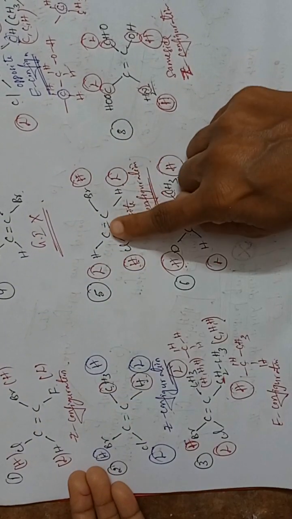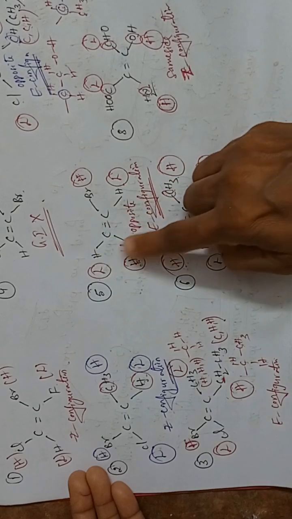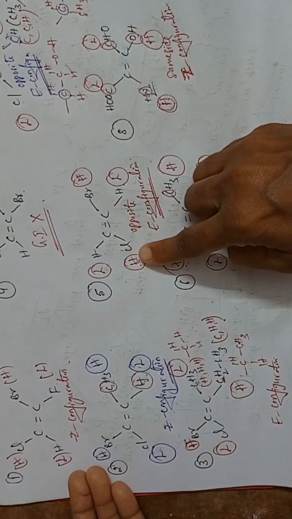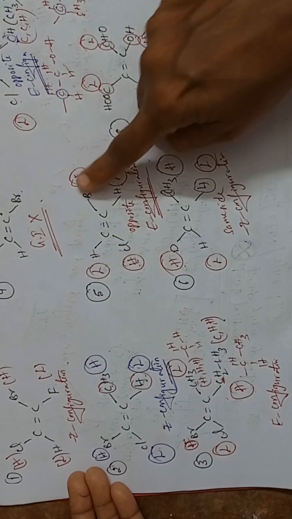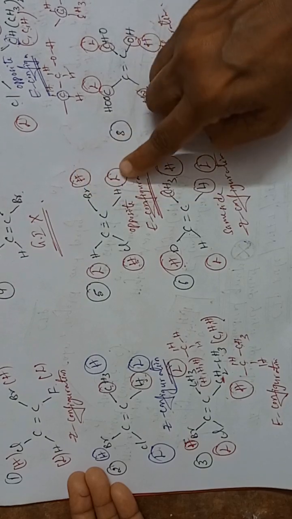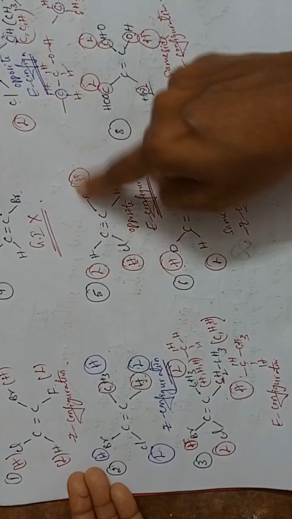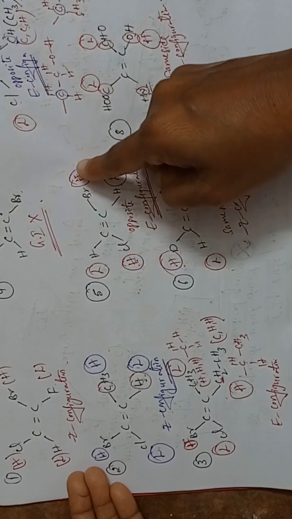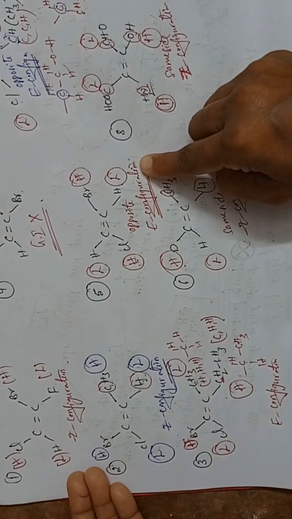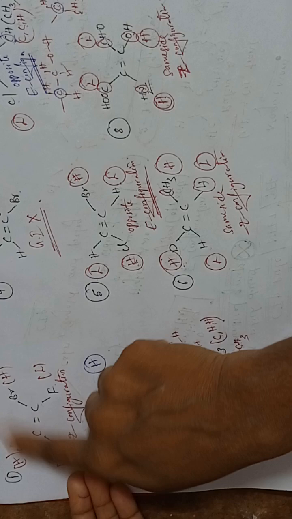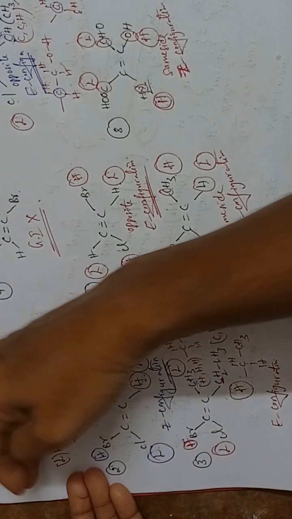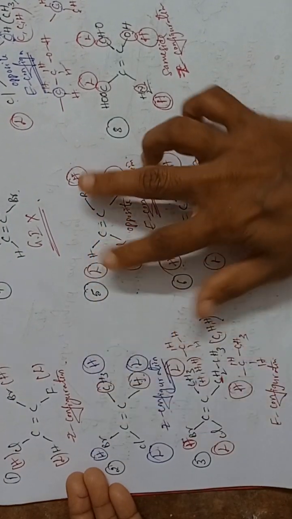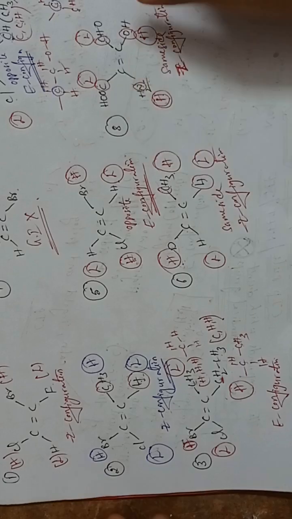Now see this example, carbon. Here hydrogen and chlorine: chlorine has the higher atomic number, the other is lower. In these two groups, bromine has the higher atomic number, the other is lower. Now the higher atomic number groups are present on opposite sides of the doubly bonded carbon atoms, so that is E configuration. Higher atomic number groups on the same side of the doubly bonded carbon atoms is Z configuration. Opposite sides means E configuration.